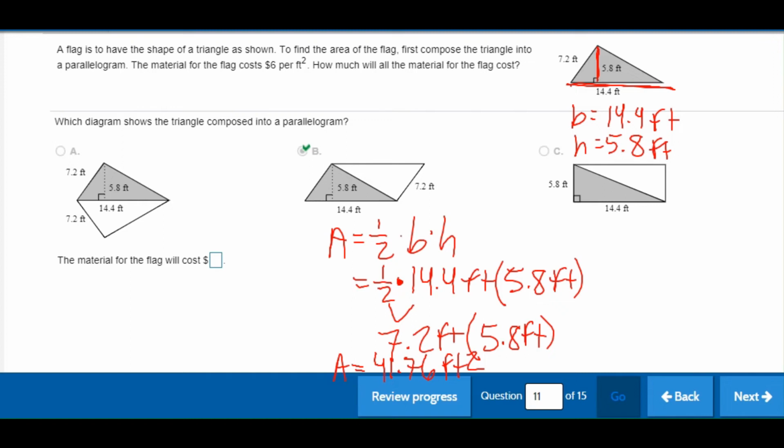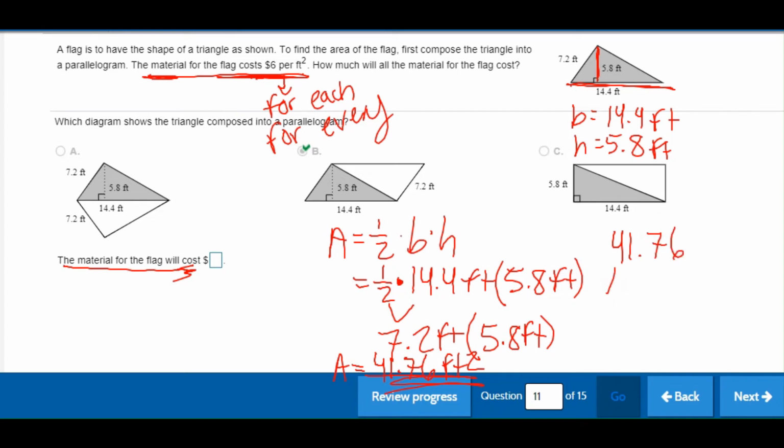That does not answer the question, because it doesn't say what is the area of the flag. It says the cost of the material. And right here it says the material of the flag costs $6 per foot. That means for each foot, we know what per means, for each or for every, right? So for every square foot that I have down here, I'm going to pay $6. So for one of those 41.76 feet, I'm going to pay $6. So easily you can find the answer. Repeated addition is multiplication.